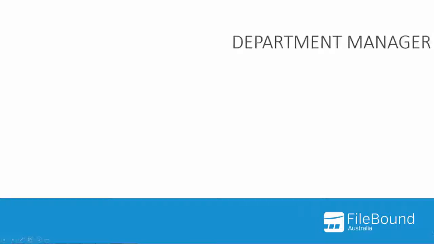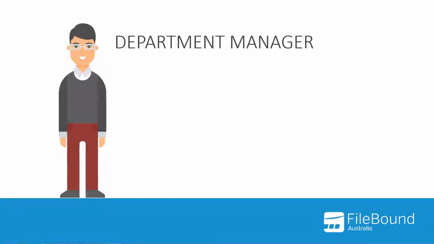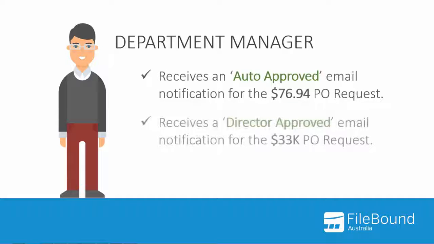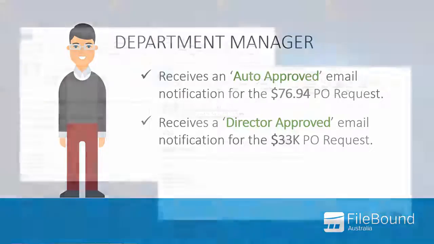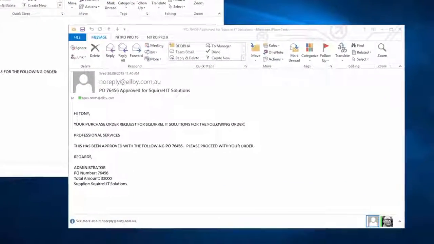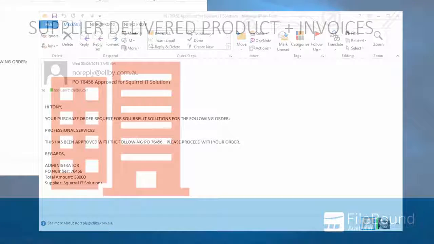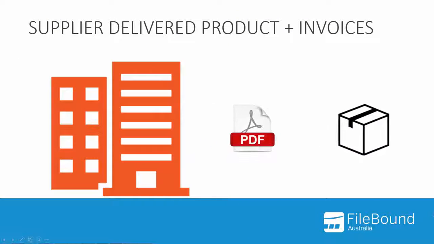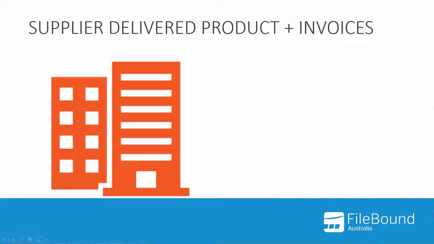So let's welcome back the IT manager to our process. He's going to get an email notification on a couple of occasions. One's going to be for the auto approval because it's less than $500. The other email notification is going to come from the director approval as soon as they've actually done it. So at this point in the process, our supplier is going to deliver the product accompanied with the invoice.